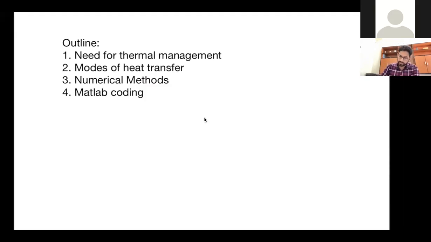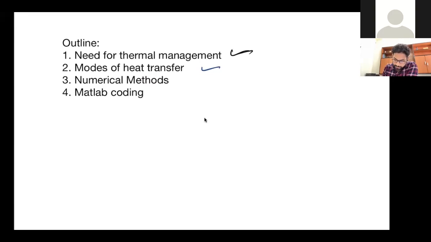Okay, so there's the need for thermal management. We'll very quickly talk about it, and then we will go on to talk about modes of heat transfer, right? How does the heat transfer happen? What are the different modes? I believe this is where you have some knowledge, but again I will be covering all the basic things, so you will be able to catch on very quickly.